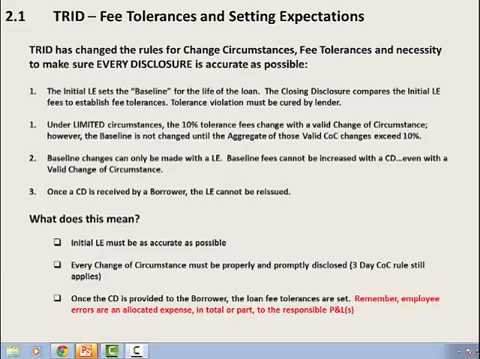Baseline changes can only be made with an LE. Baseline fees cannot be increased with a CD, even with a valid change of circumstance. Once a CD is received by a borrower, the LE cannot be reissued. The takeaway: make the initial LE and all subsequent disclosures as accurate as possible. Make sure to document every COC as permitted.